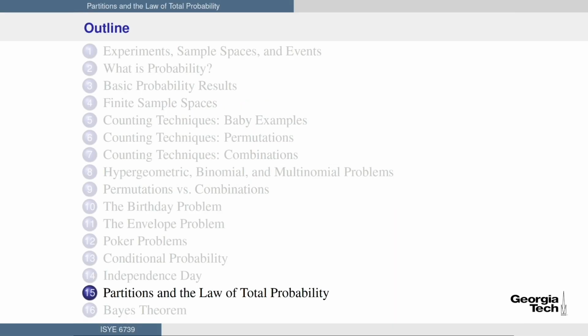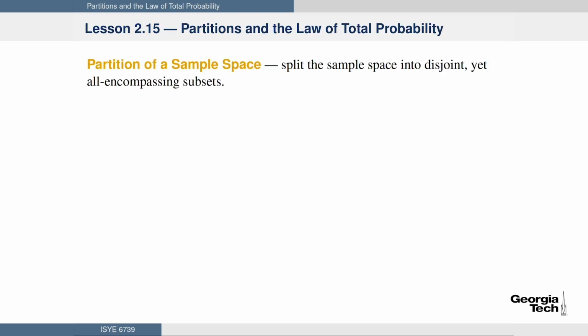Hi class, this is partitions and the law of total probability. Let's define a partition of a sample space. Basically what it means is to split the sample space into disjoint yet all-encompassing subsets.